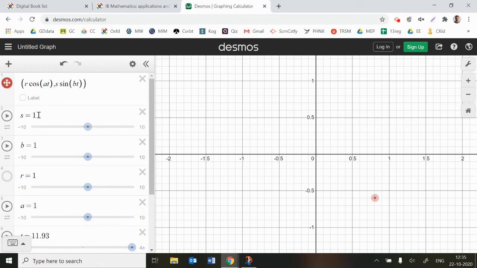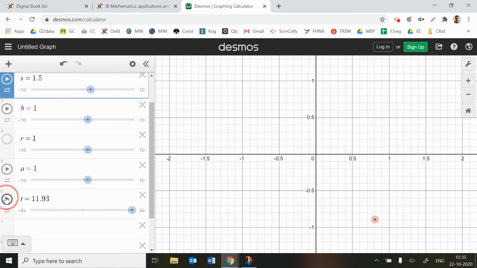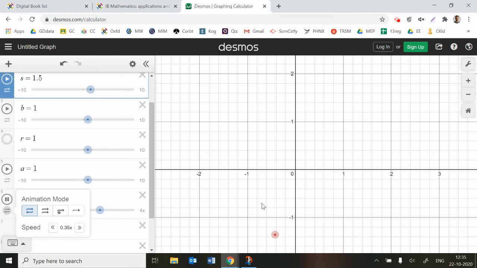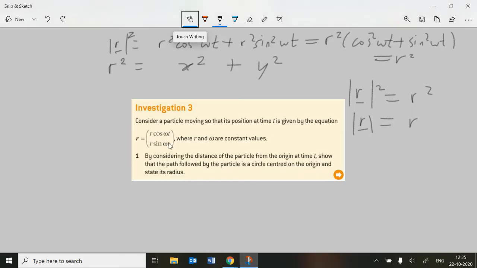And let's see what happens if we make s equal to 1.5. And so in this case, and then let's press play on t. Okay, so we need to slow that one down a bit. And zoom out, and you can see that this one is now going in an elliptical orbit, which is kind of interesting. Okay, right. So there you go. So anyway, we're back to this one.